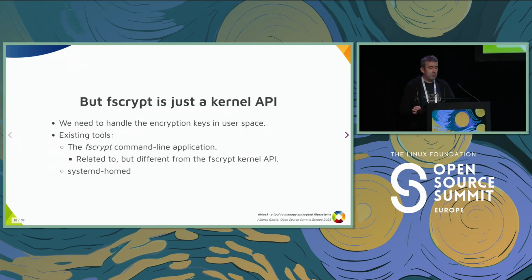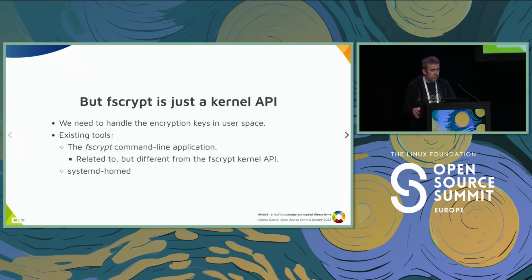The thing is that fscrypt is just a kernel API. So we need to handle the encryption keys in user space. The kernel gets a master encryption key, and you are responsible for taking care of it. And for that, there are different implementations, and they are all incompatible with each other.